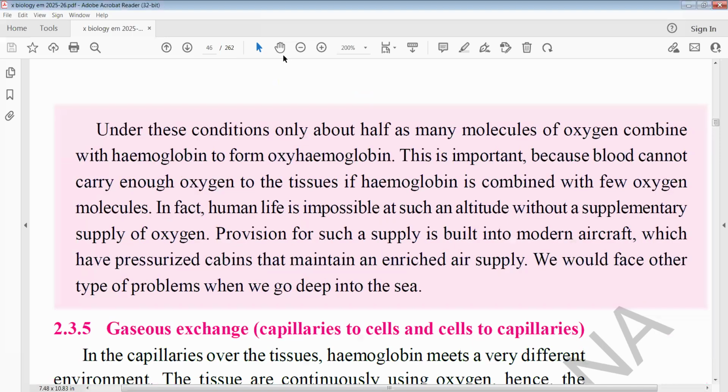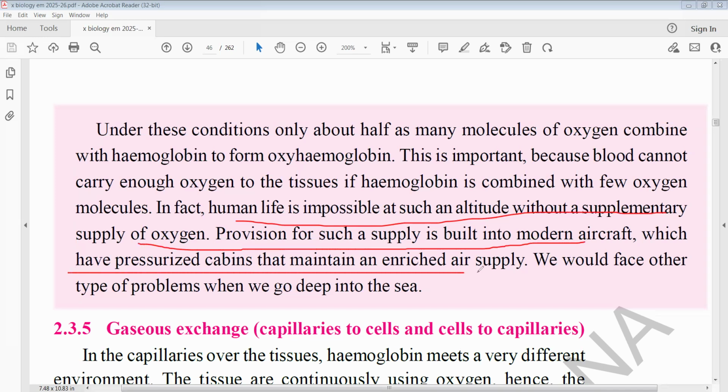And here, under these conditions only about half as much oxygen combines with hemoglobin. So I already said, we know that without oxygen our life is in a dangerous condition and we would not survive. In the same way, swimmers who go deep into the water also carry oxygen cylinders.